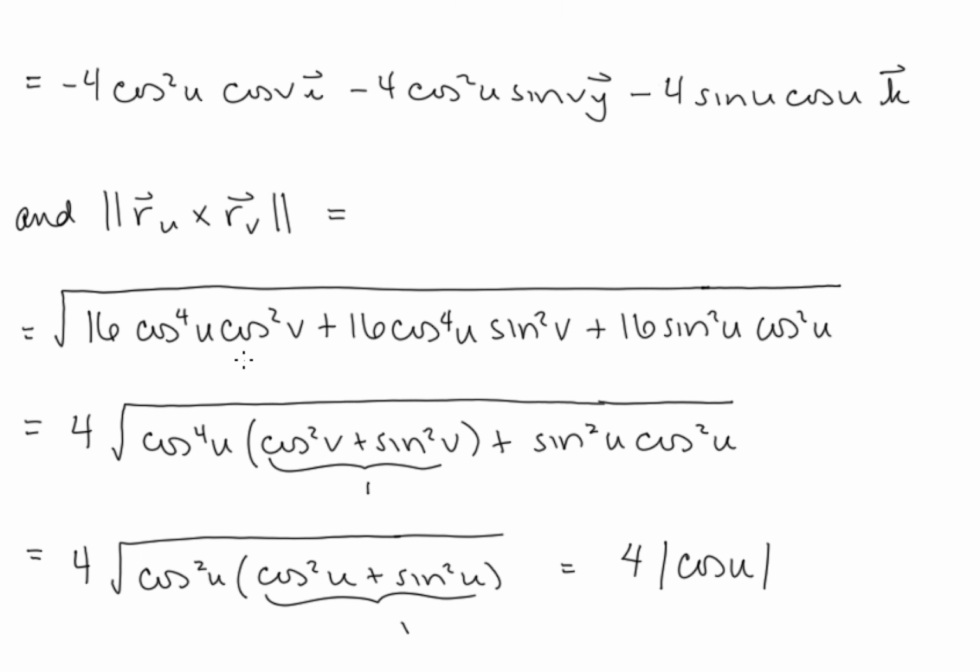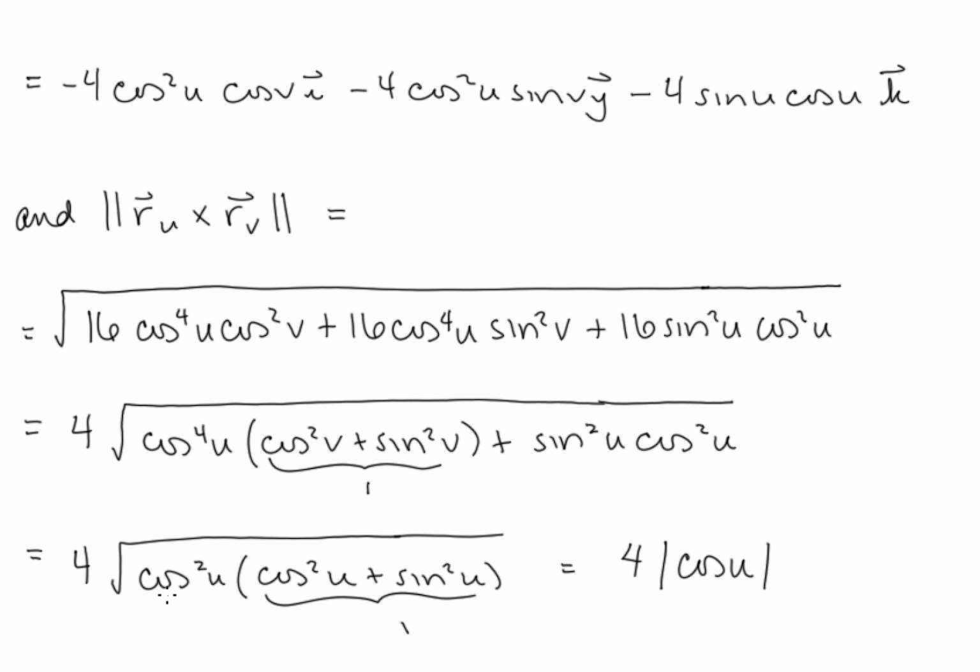So the first thing I'm doing to simplify is pulling out a 16 from each of these terms. So I factor out a 16 and then take it out from under the radical so it comes out as a 4. Next thing I'm doing is factoring out the cosine to the fourth u from the first two terms. Notice that gives us a cosine squared v plus sine squared v, which is equal to 1. So then we're left with cosine to the fourth u plus sine squared u cosine squared u. From that we can factor out a cosine squared u, leaving us with another cosine squared u plus sine squared u, and that's equal to 1. So what we're left with is 4 radical of cosine squared u.